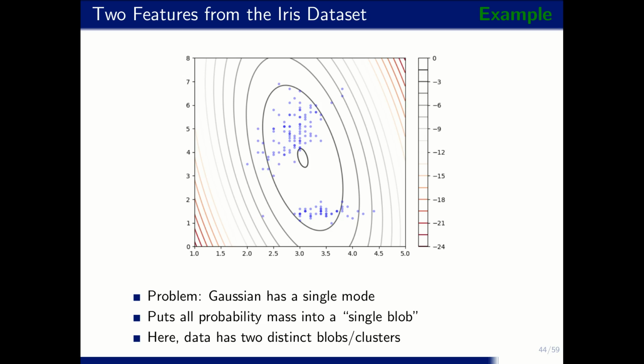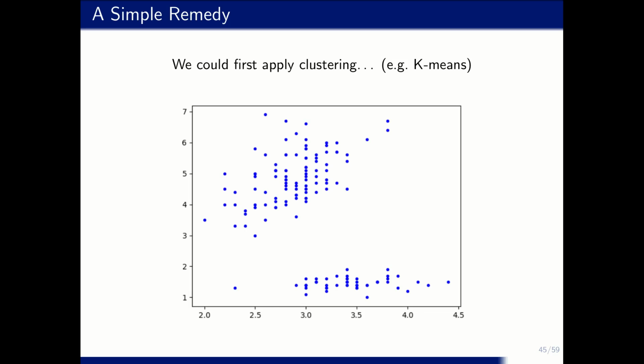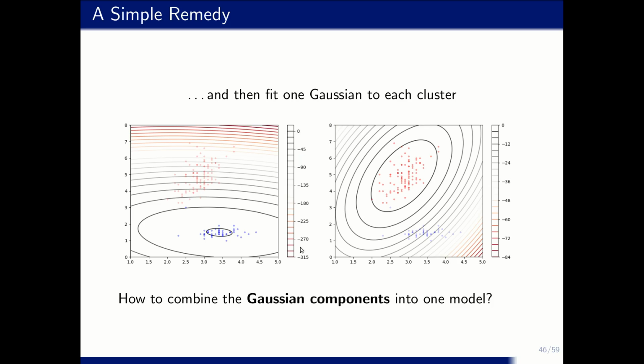This should remind you of k-means. A simple attempt at a remedy would be to apply k-means first, and we would cluster the data into these red dots and blue dots. Look back at the lecture notes for k-means if you need a refresher. Essentially we would cluster this data set into two clusters, and then we could try to fit a Gaussian to each of these two clusters. And then we get a result as follows.